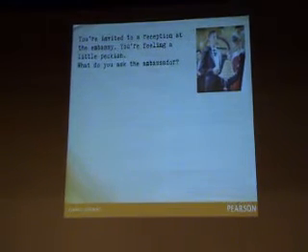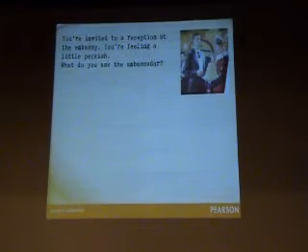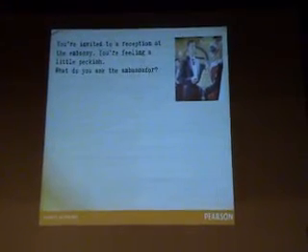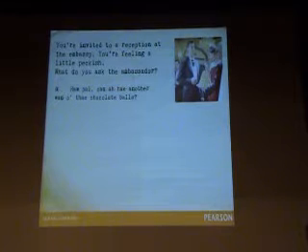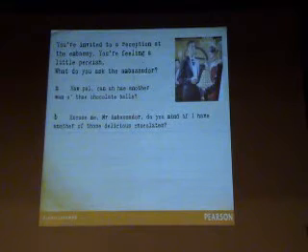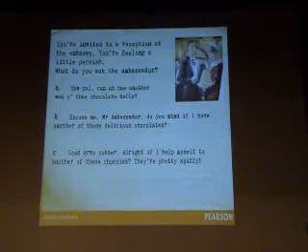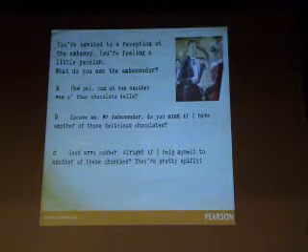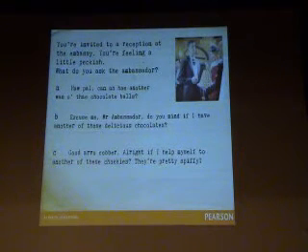You're invited to a reception at the embassy. You're feeling a little peckish. What do you ask the ambassador? Alcohol, can I have another one of the chocolate balls? Excuse me, Mr. Ambassador, do you mind if I have another of these delicious chocolates? Or, G'day mate, alright if I help myself to another of these chockies? They're pretty spiffy. That would be number 2, wouldn't it?